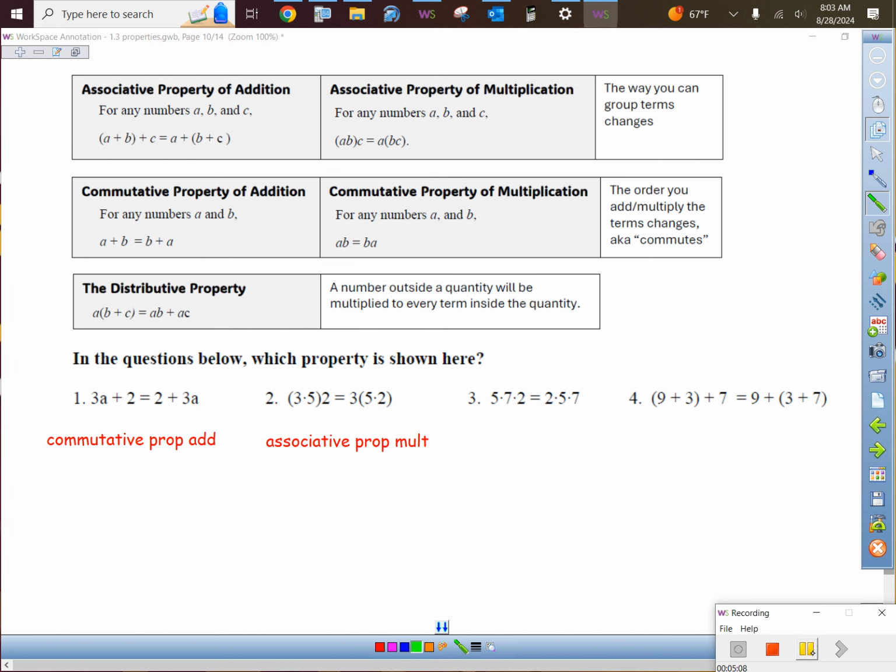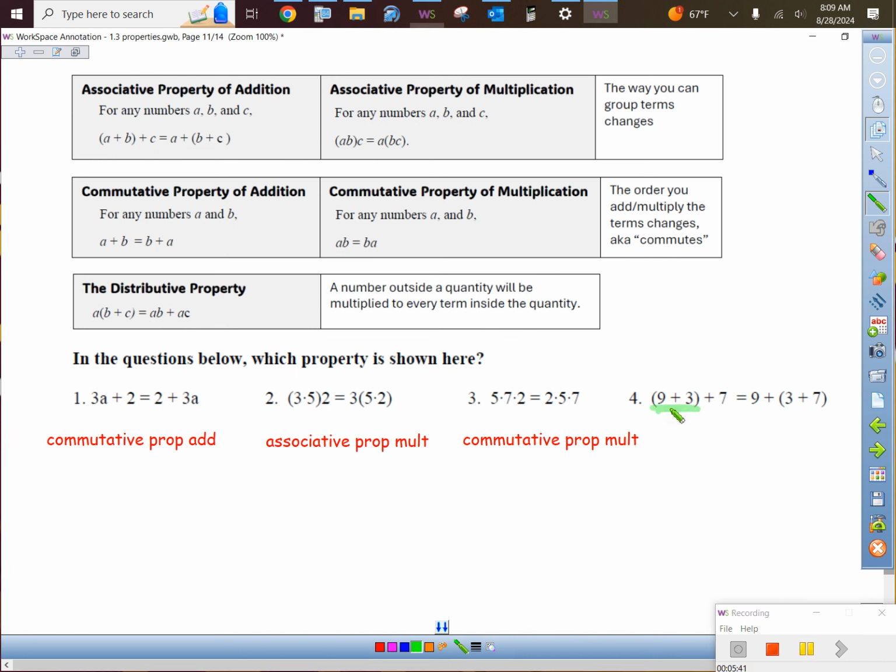M-U-L-T. And then I'll let you and your neighbor discuss number 3. Which one do you think it is? Get yourself into a category: distributive, associative, commutative, right? And then is it addition or multiplication if you're in one of those? And how do you feel about the commutative property of multiplication? Commutative property of multiplication.